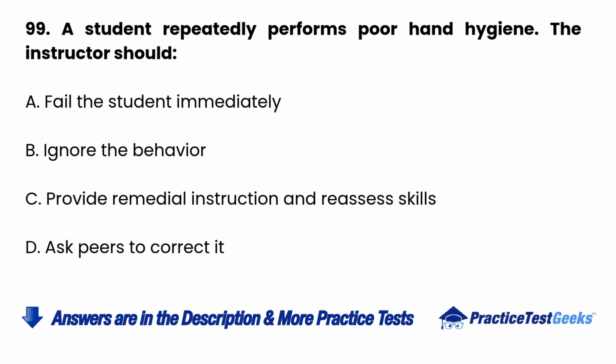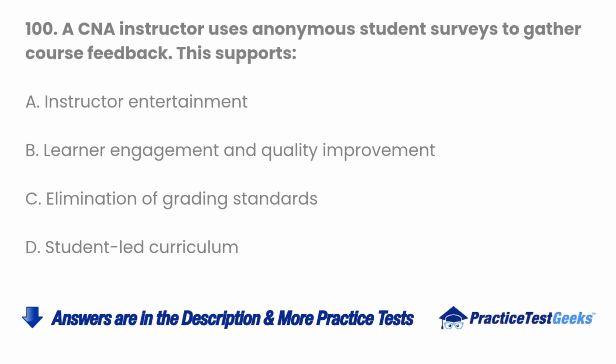99. A student repeatedly performs poor hand hygiene. The instructor should A. Fail the student immediately. B. Ignore the behavior. C. Provide remedial instruction and reassess skills. D. Ask peers to correct it.